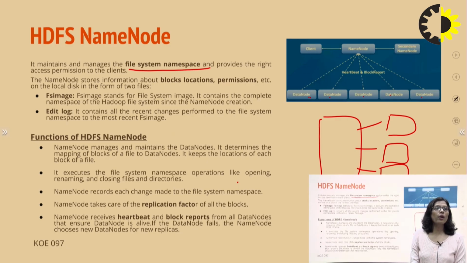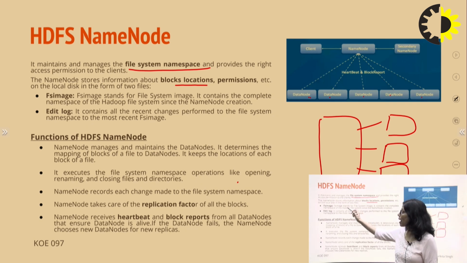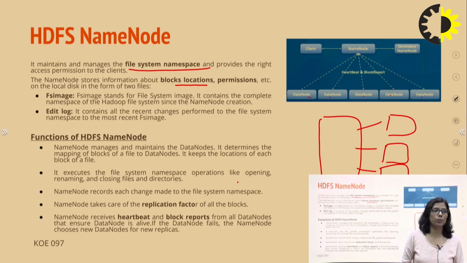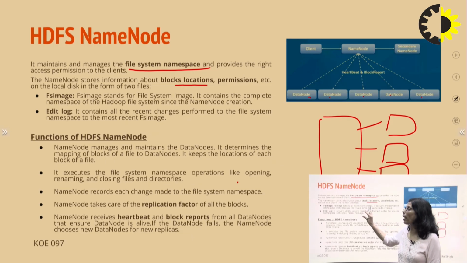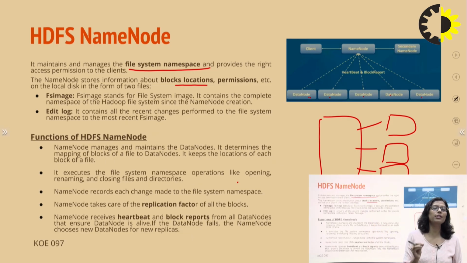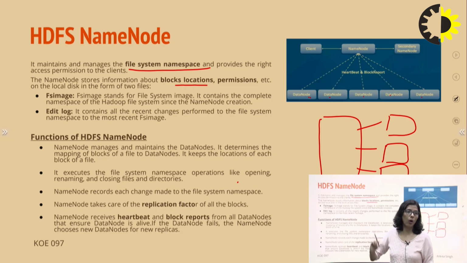Name node stores information about the block location, where my block is located, and what the permissions are to access those blocks. Next, we have two pieces of information, that is fs image and edit log. Fs image is your file system image which contains the complete namespace, whereas edit log consists of whatever changes we are making on the file system. Now, this is very important. Fs image consists of all the information about the namespace, whereas if there is any change made in the namespace, that is stored in your edit log.